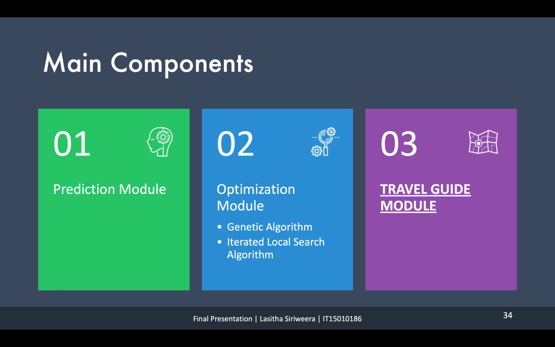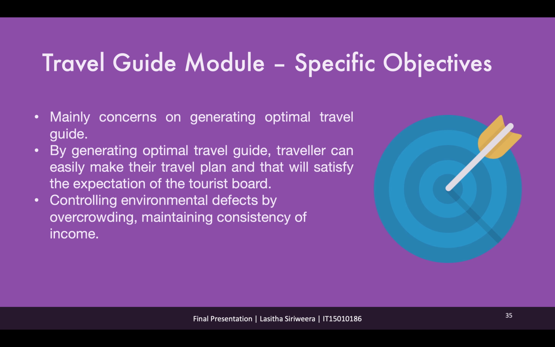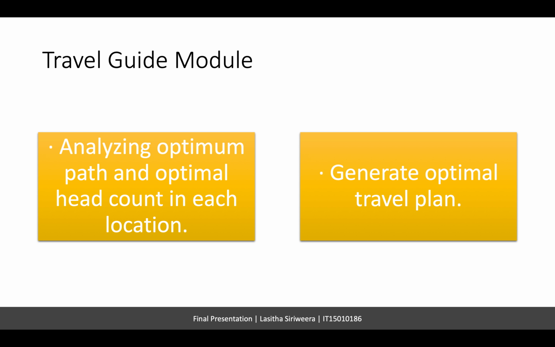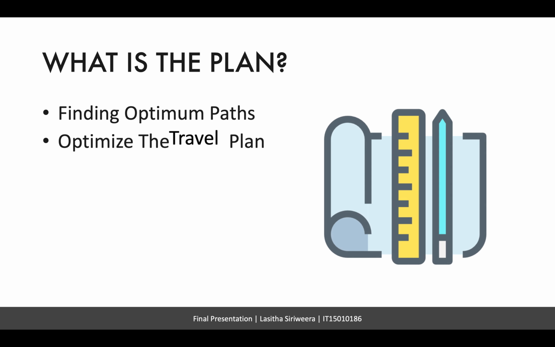I'm going to explain about the travel guide module. The main objective of the travel guide module is generating a travel guide which avoids overcrowding of the tourist destination and considers the convenience of the traveler. There are two parts of the travel guide module: analyzing and optimizing the head count of each and every place, and generating the travel guide. Our plan is finding the optimal path and then generating the optimized travel plan.